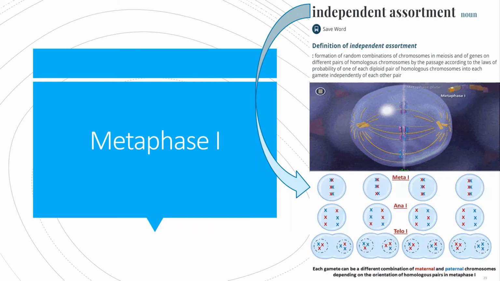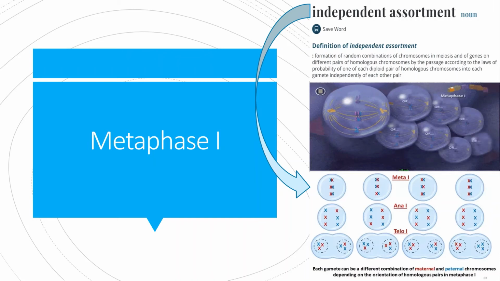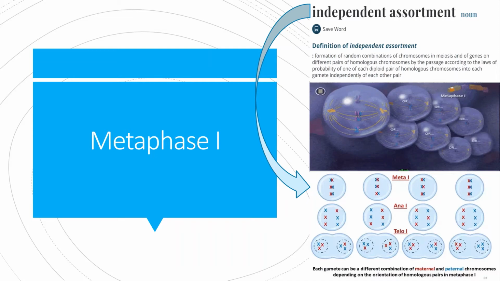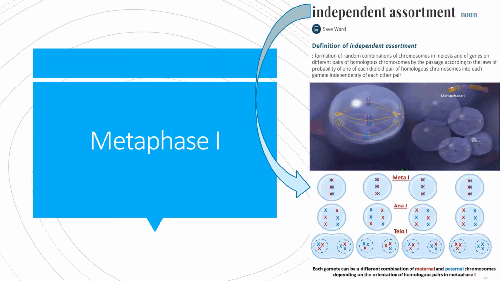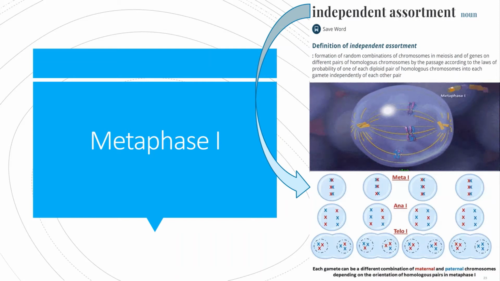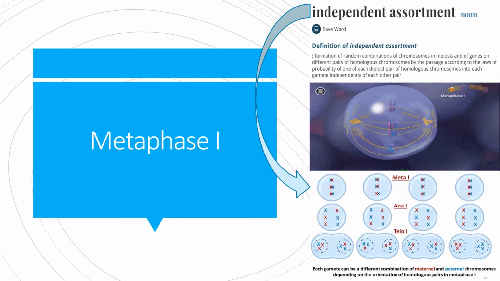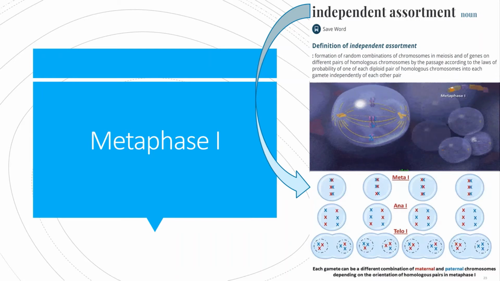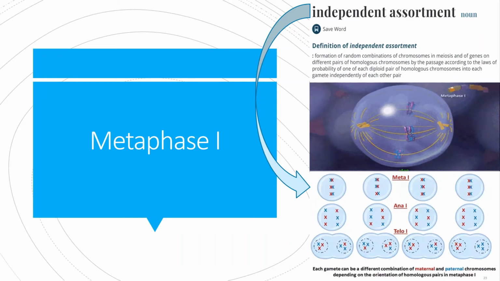Okay, next is metaphase 1. Also very, very similar to the metaphase we know about in mitosis, but there's an additional process. This process is known as independent assortment. So yes, chromosomes are being lined up at the equator of the cell, but independent assortment is when there's a formation of random combinations of chromosomes in meiosis and of genes on different pairs of homologous chromosomes by the passage, according to the laws of probability, of one of each diploid pair of homologous chromosomes into each gamete independently of each other pair.